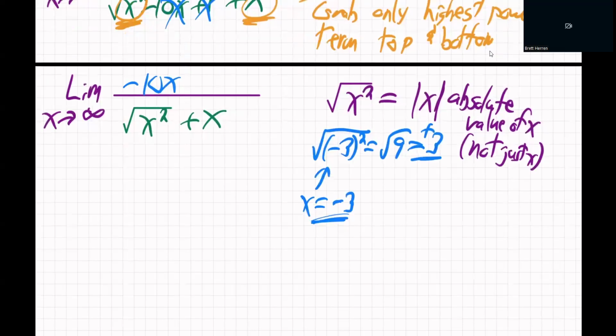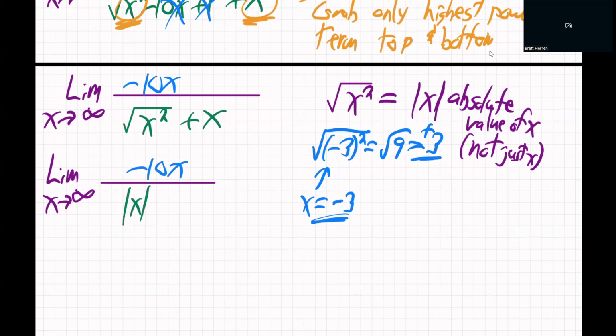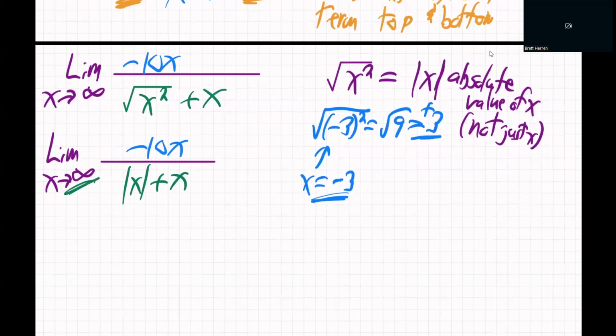Okay, so back to it then. So this is the limit as x goes to infinity of, on the top, we still have -10x. On the bottom, we have the absolute value of x plus x. Now, what does that mean? Well, we're going to positive infinity here.